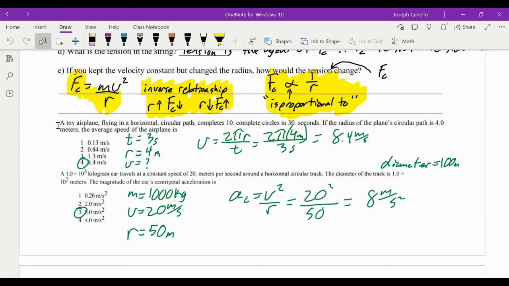There is another way to do this question. Instead of doing the time to go around the circle once, you could make the time 30 seconds, and multiply the circumference by 10, because it goes around the circle 10 times in 30 seconds.